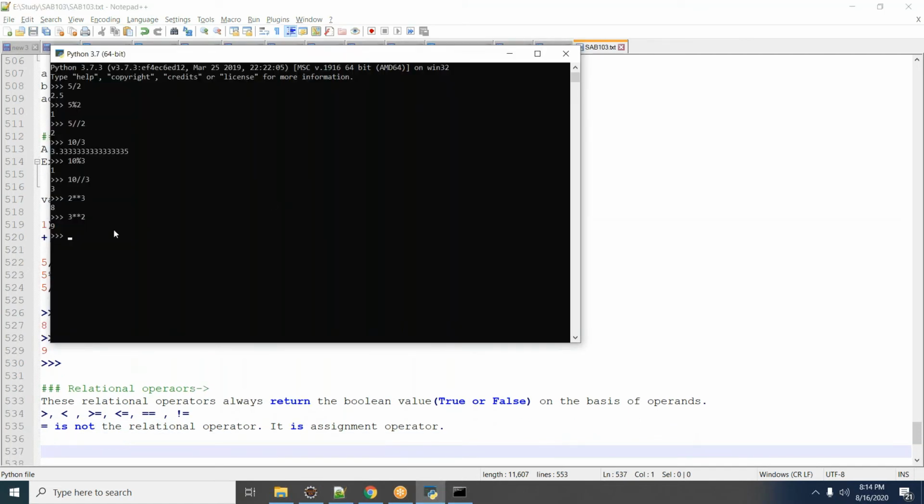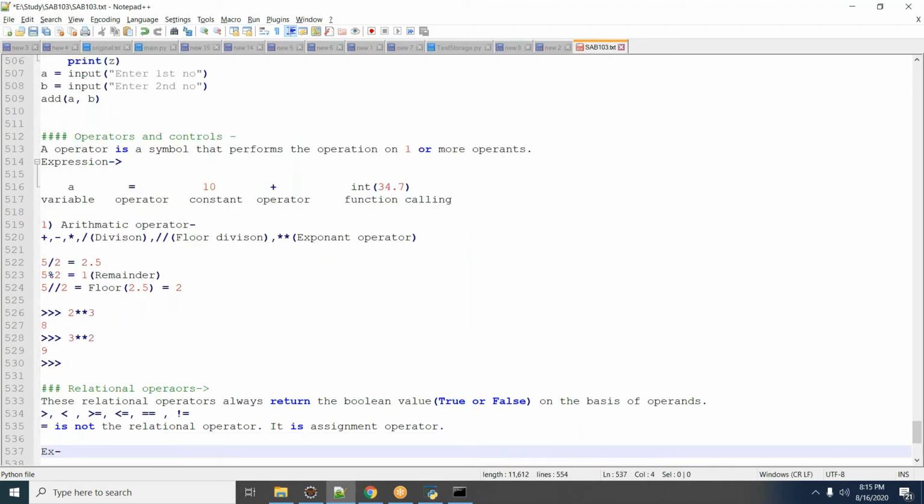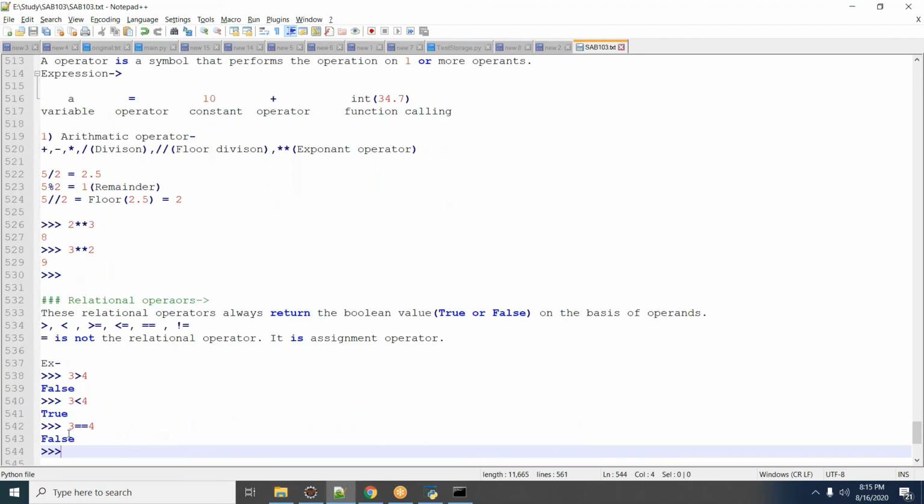Let's say I have 3 greater than 4. What will be the value? The value will be false. If I use 3 less than 4, the value will be true. If I use 3 equal to 4, it is checking whether 3 is equal to 4, so it will return false. Relational operators always return the value in Boolean format only. So these all are relational operators.